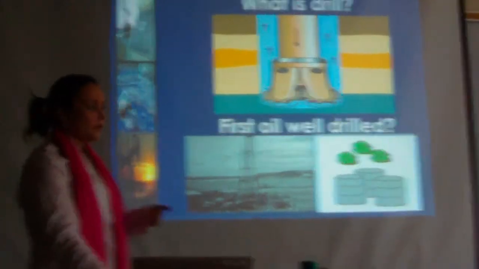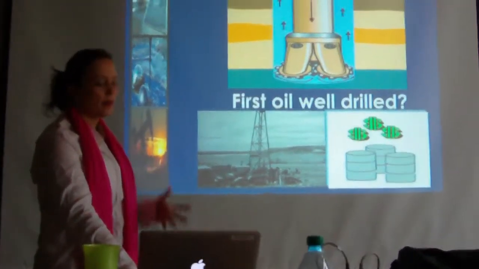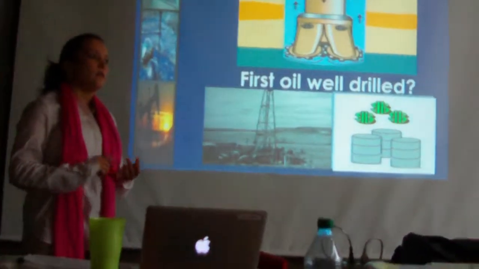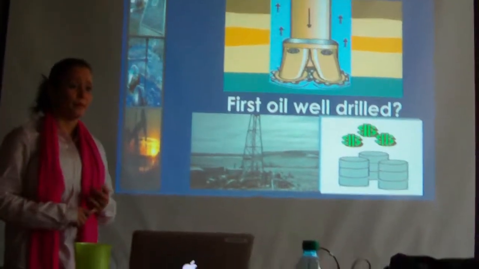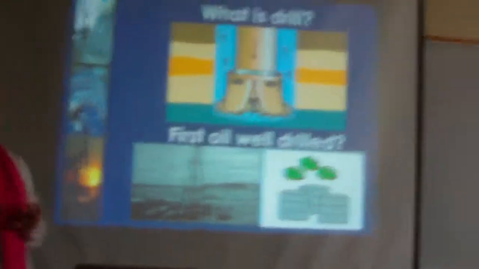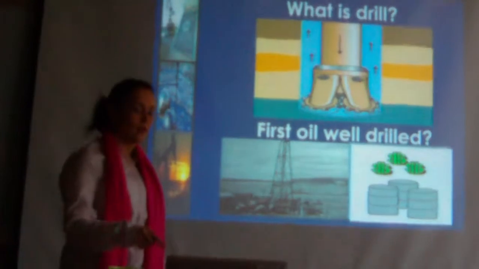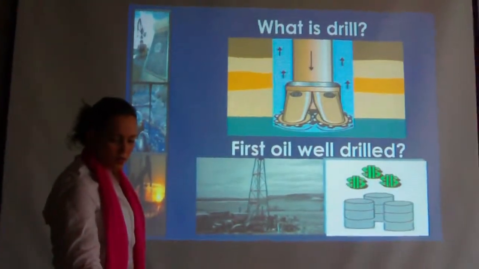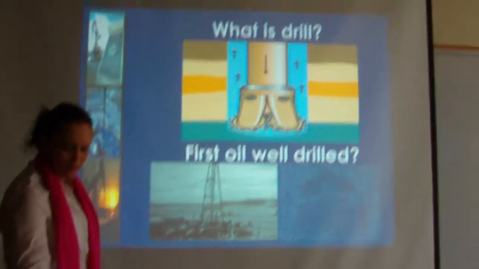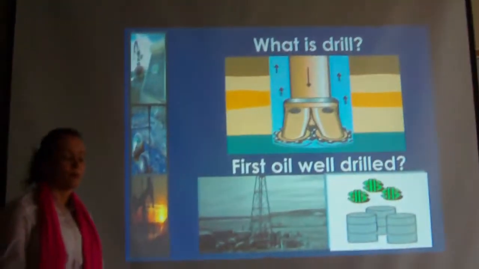So, one important thing is when and where the first oil well was drilled. It was drilled in Pennsylvania by Edwin Drake in 1859. So this was the first economical drilled well. Ever since, many wells have been drilled in the world.